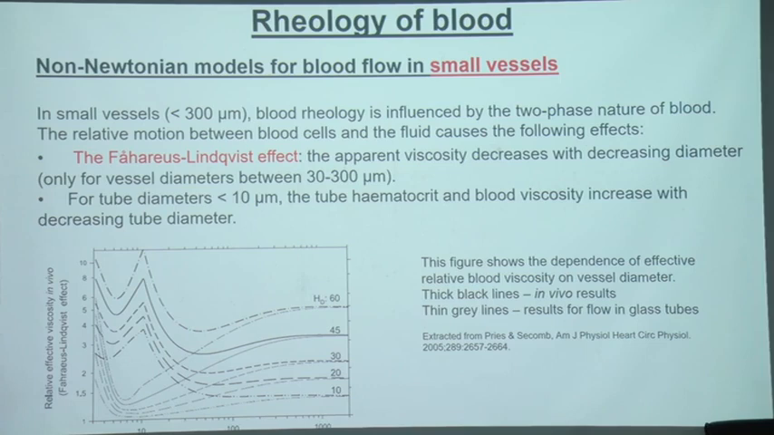If you're interested in looking further into the details about how the blood behaves in small vessels, I would refer you to this paper published in 2005. I've extracted this figure from that publication, and there's a lot more you can learn from that paper.